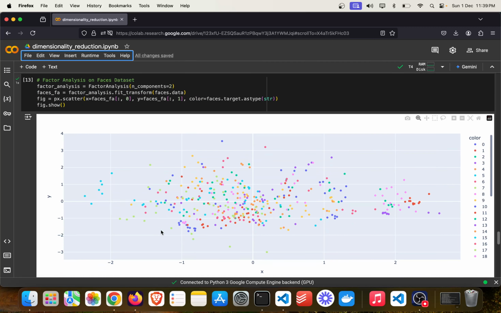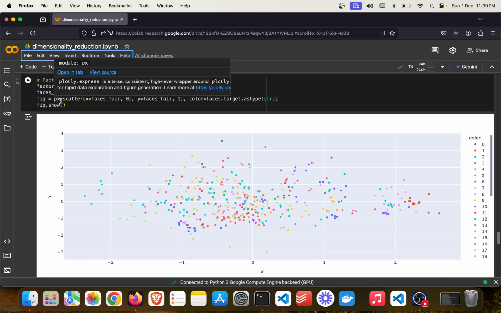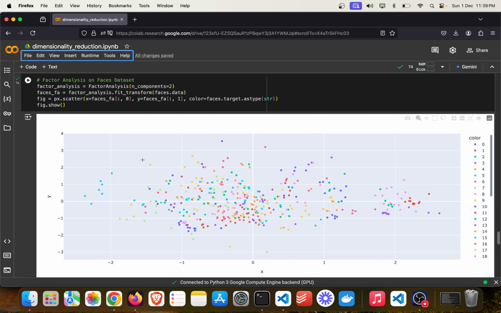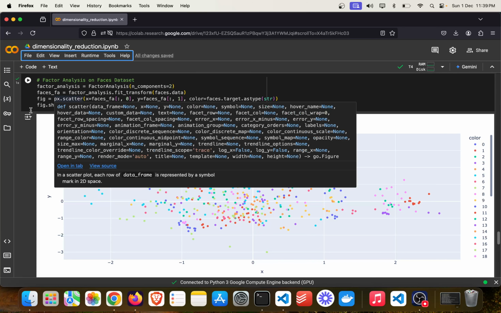And then there is a technique called factor analysis. It's a method that models the observed variables as linear combinations of potential factors, and we have used the faces dataset for this.